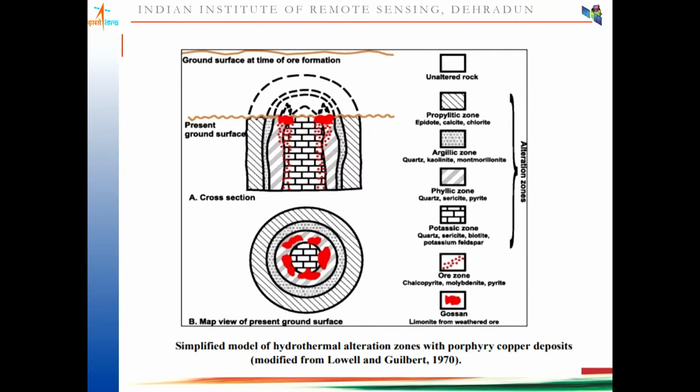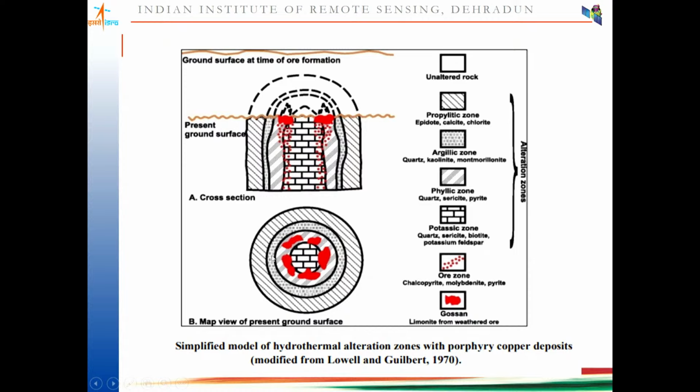So if you see over here, these are the different rings of alteration. At the center, the red colored portion is the gossan, maybe the weathered or limonitic zone. Then this dotted one is your ore zone. So just above the ore zone, you will see the gossan and all.